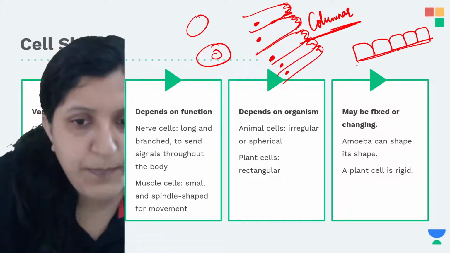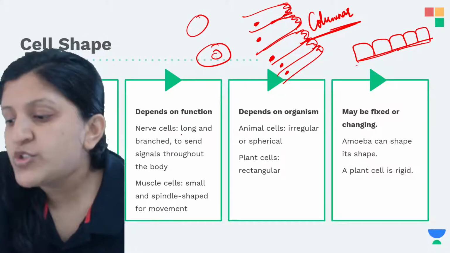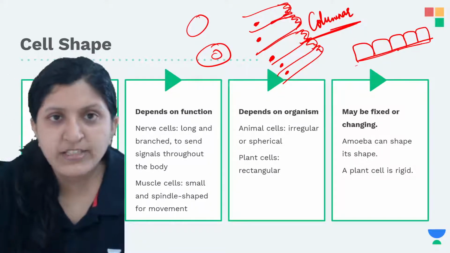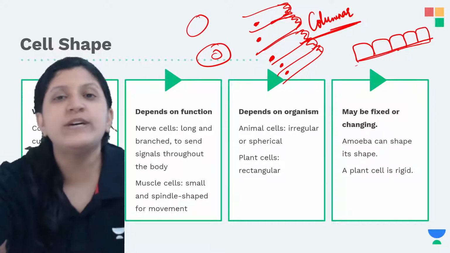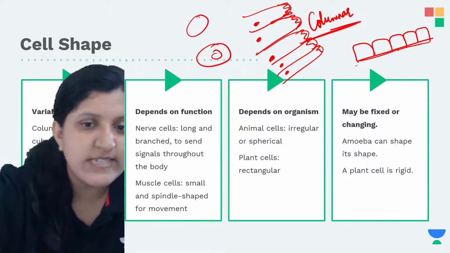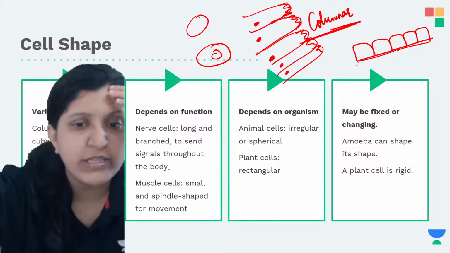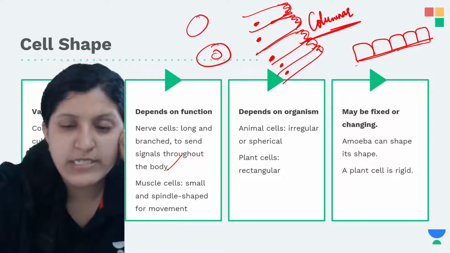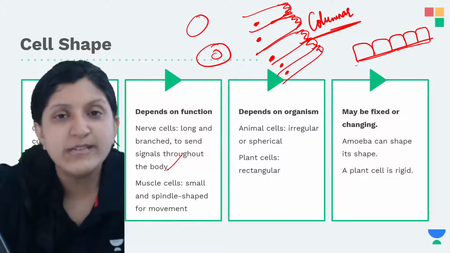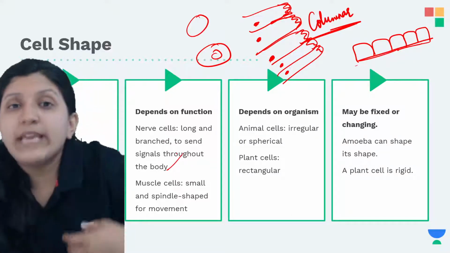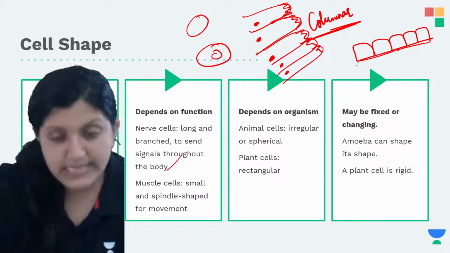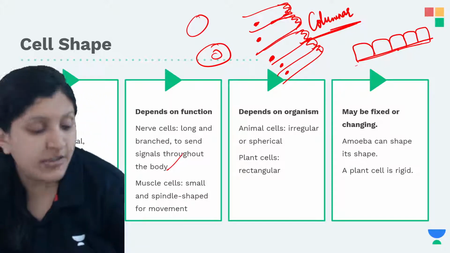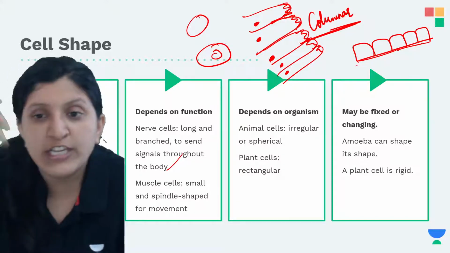All right, depending on the function, nerve cells are long and branched, because they have to run from head to the legs, to send the signal throughout the body. When we talk of muscle cells, they are small and spindle-shaped for movement. If there is no proper muscle movement, there is no proper coordination, and one can fall. If the abdominal muscles, the thigh muscles and the leg muscles are not all coordinating, the individual can fall. So there has to be proper coordination.